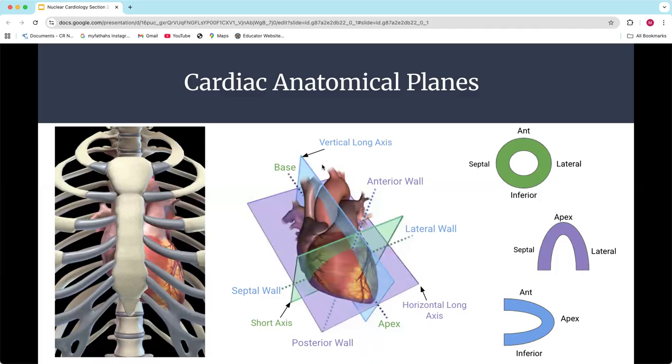This is going to be very similar to your sagittal cut in your normal X-ray anatomy. And then the last one is the horizontal long axis, and this is going to slice the heart from the anterior wall to the posterior wall. So this would be very similar to your coronal slices.